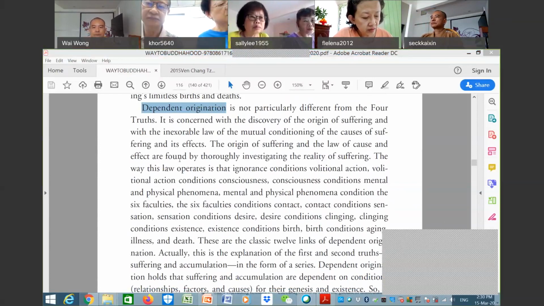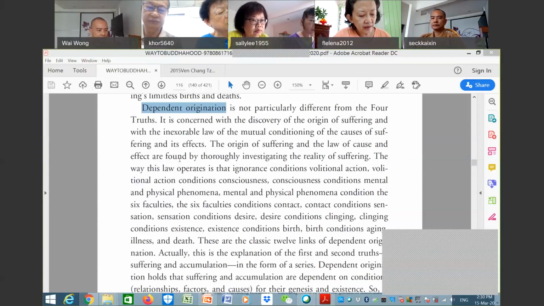It is concerned with the discovery of the origin of suffering and with the inexorable law of the mutual condition, causes of suffering and its effect. The origin of suffering and the law of cause and effect are found by thoroughly investigating.